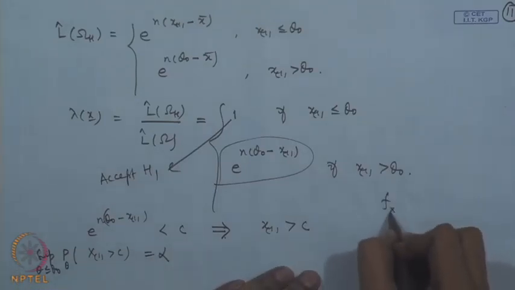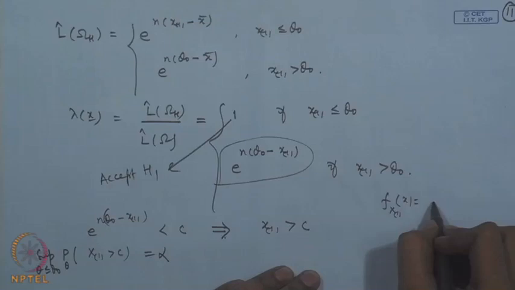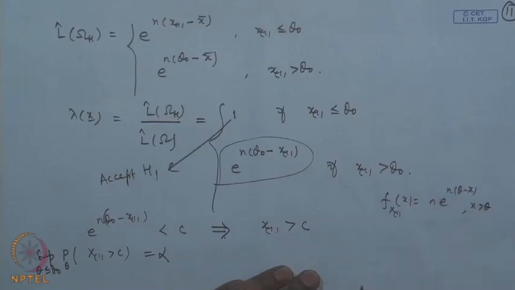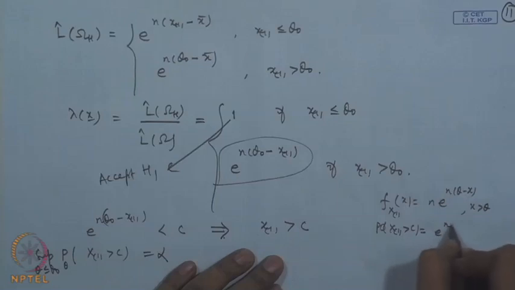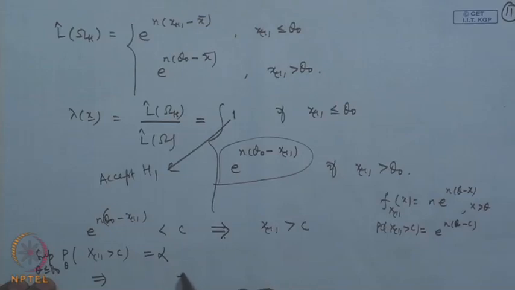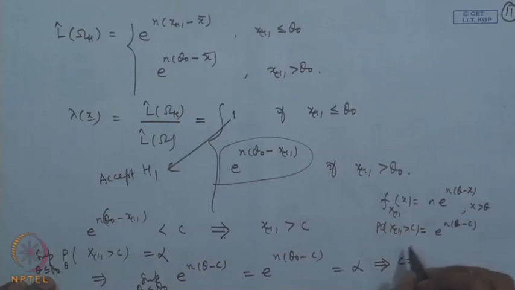Now, what is the distribution of x 1? That is equal to n e to the power n theta minus x for x greater than theta. So, if I consider probability of x 1 greater than c, that is equal to e to the power n theta minus c. If I take supremum over theta less than or equal to theta naught, that is equal to e to the power n theta naught minus c, which equals alpha. That means c is equal to theta naught minus log of alpha by n.